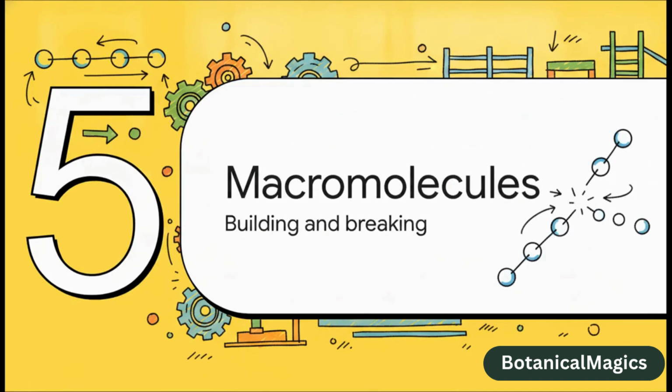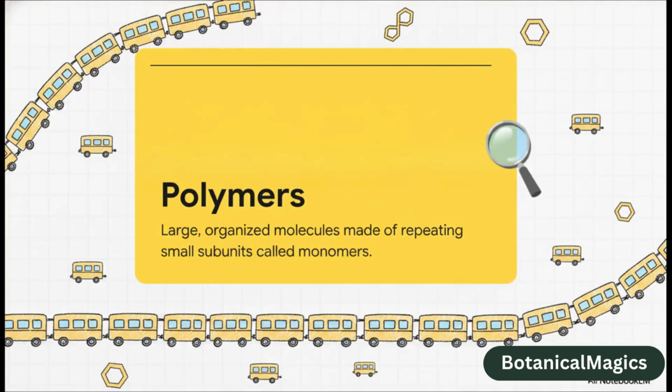And our final stop, Section 5, building and breaking macromolecules. So we've seen the raw materials. Now we're stepping onto the active construction and demolition site that's happening inside your body at this very second. The biomolecules we just talked about are mostly what we call macromolecules, or polymers. The prefix poly just means many, and mers means parts, so many parts. These are huge, highly organized molecules constructed from large numbers of really small, repeating subunits called monomers.